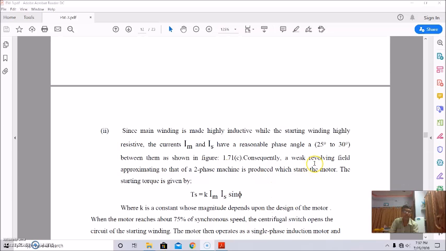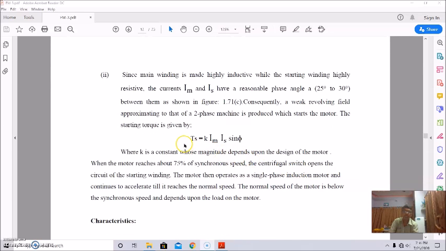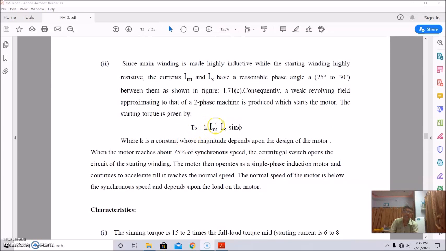And a weak revolving field approximately similar to that of a two-phase machine is produced, which starts the motor, and the starting torque is given by K, IM, IS, and sin phi. K is a constant whose magnitude depends upon the design of the motor, and when the motor reaches about 75% of the synchronous speed, the centrifugal switch opens the circuit of the starting winding, and the motor then operates as a single phase induction motor, and continues to accelerate till it reaches the normal speed. The normal speed of the motor is below the synchronous speed and depends upon the load on the motor.